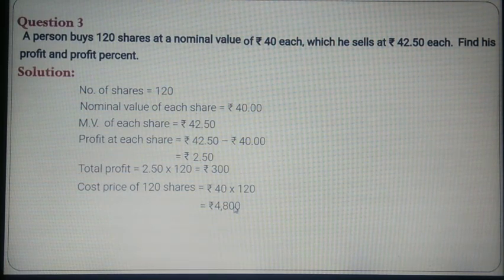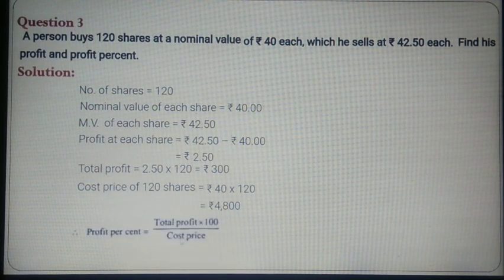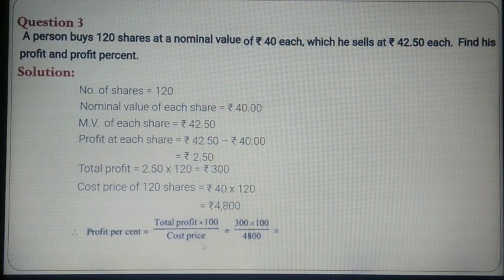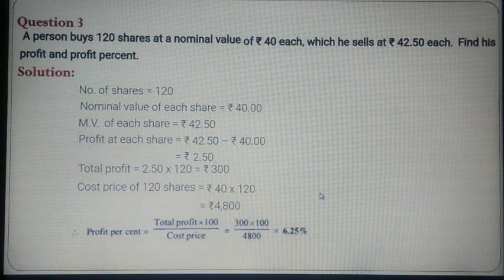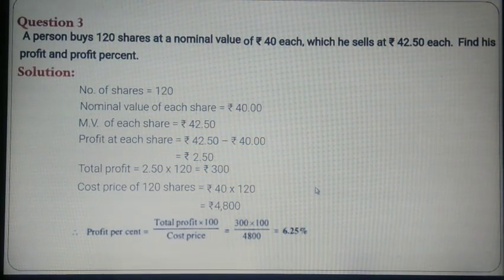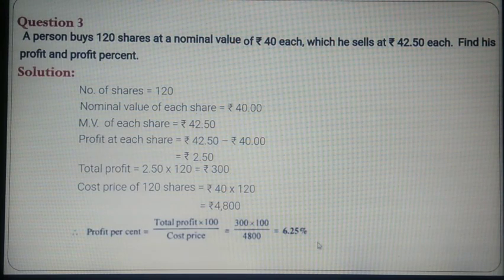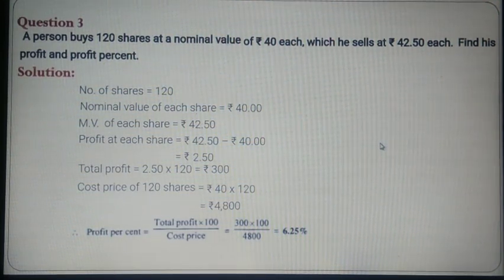Now we know that the profit percent formula is this one. From the profit and loss chapter, we know that profit percent is given by this formula. What is the total profit? The total profit is rupees 300, right? And what is the cost price? The cost price is this much. So this is 300 and the cost price is 4,800. When you simplify this, you will get 6.25%. So this is our profit percent. Is that clear? So pause the video to note down.